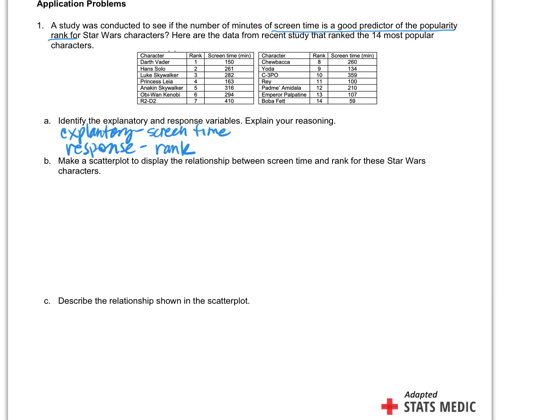Make a scatter plot. I know, there's like twice as many dots here. So give yourself some space here. So screen time and rank all the way up to 14.